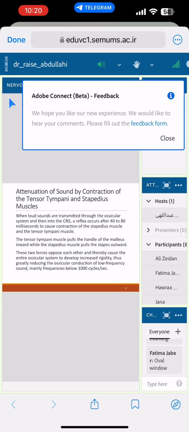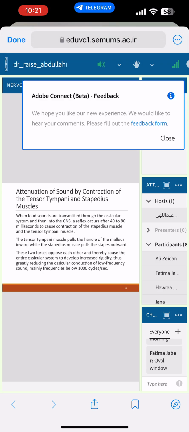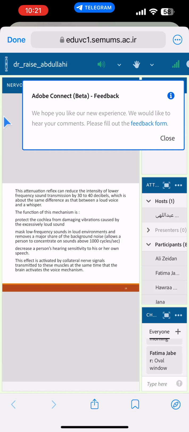Its function is attenuation of sound when we face very loud sounds in the environment. This attenuation reflex can reduce the intensity of lower frequency sound transmission by 30 to 40 decibels, which is about the same difference as between a loud voice and a whisper.